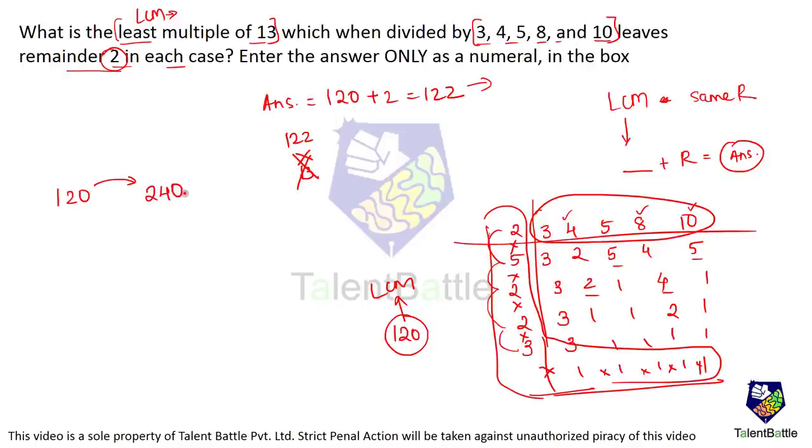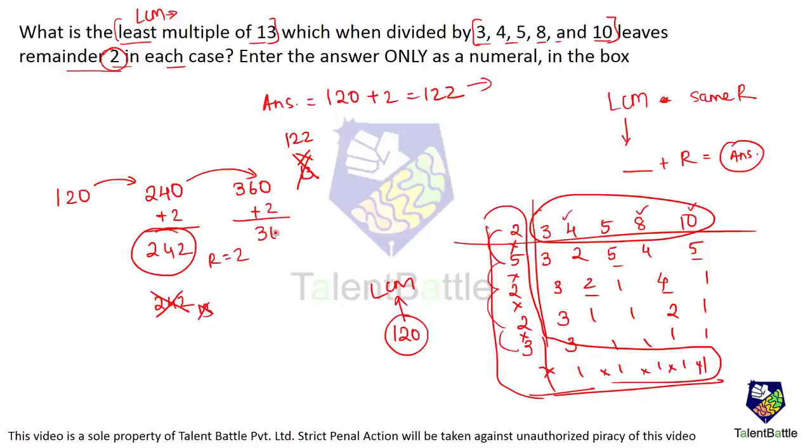Now, if you add 2 to this, you are going to get 242. In this case also, if you divide by all these 5 numbers, you are going to get remainder 2. But the problem is 242 itself is not divisible by 13, so 242 is also not allowed. Move on to the next number, that is going to be 360. If you add 2 to it, you are going to get 362, but this is not divisible by 13. Let's move on to the next one, that is going to be 480. That is also plus 2, so it is going to be 482.